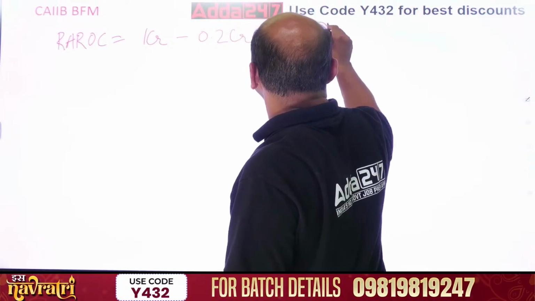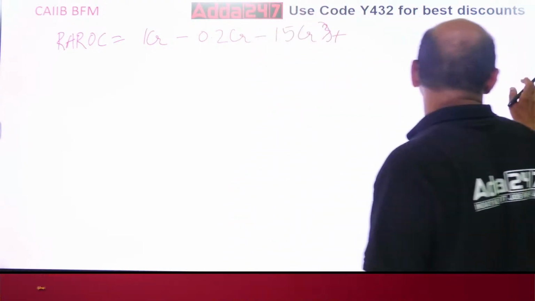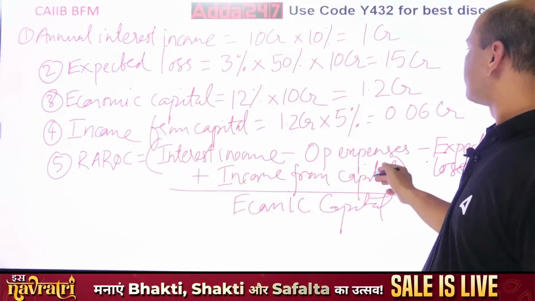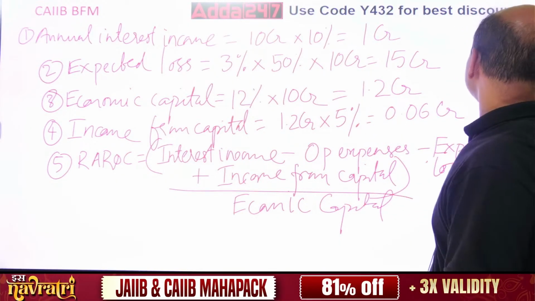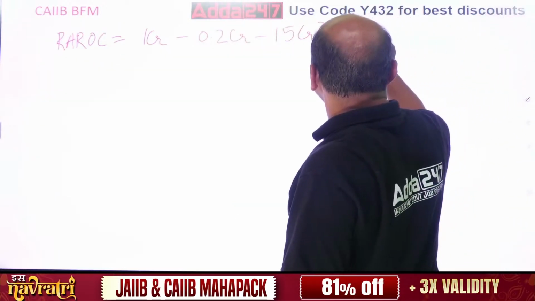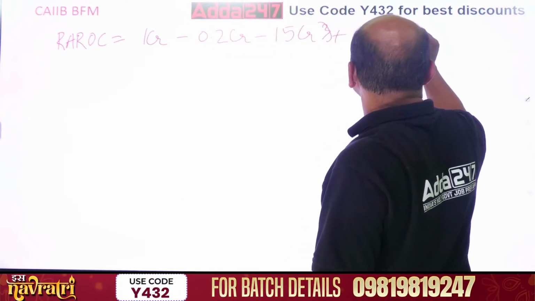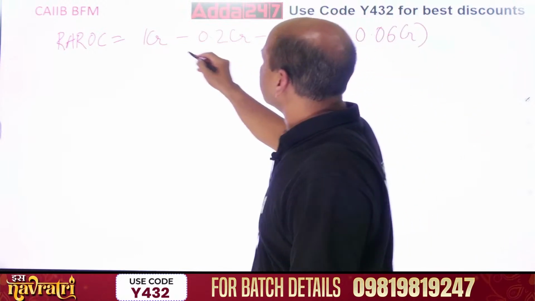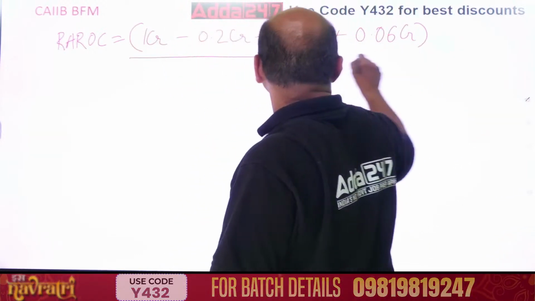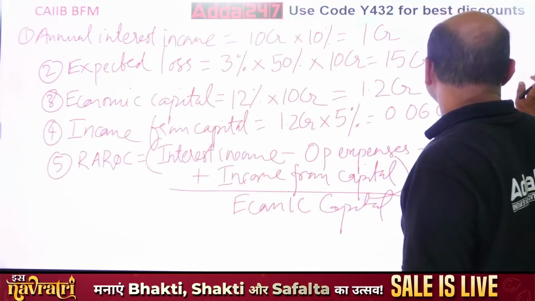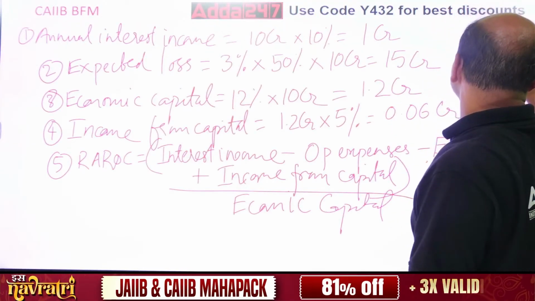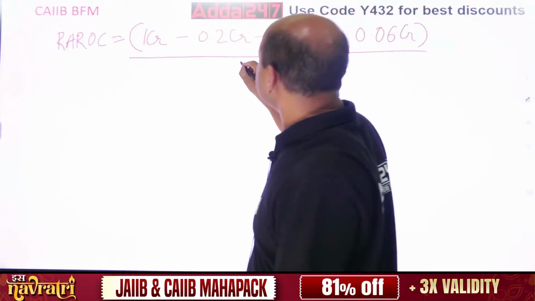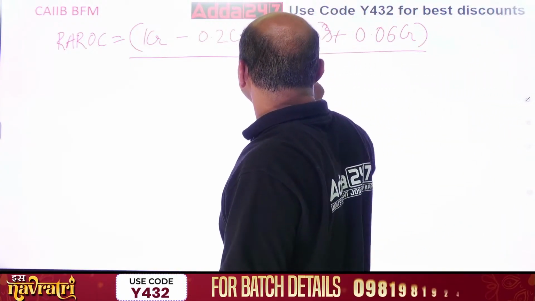Plus something is there. What is plus? Income from capital. So income is what? 0.06 CR, plus 0.06 CR. The whole upon economic capital. What is the economic capital? 1.2 CR. Upon 1.2 CR. Do this now.